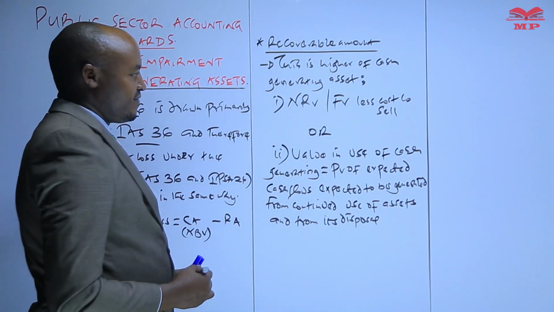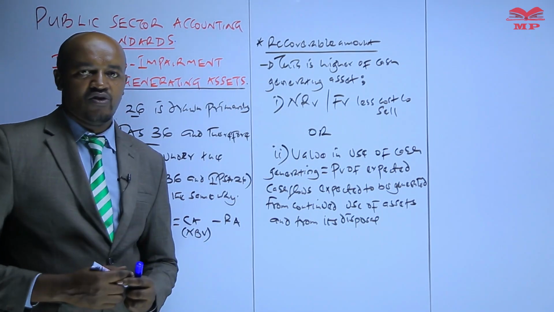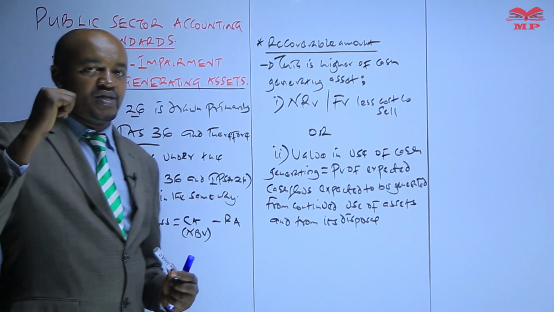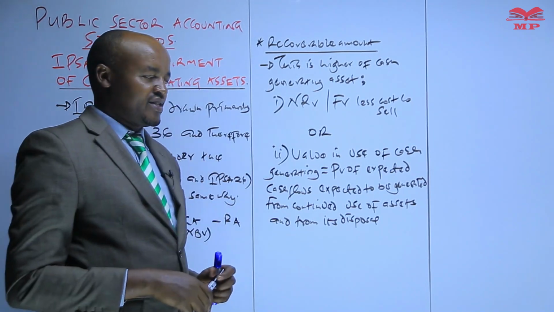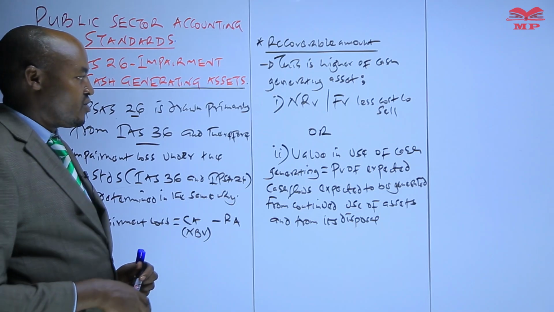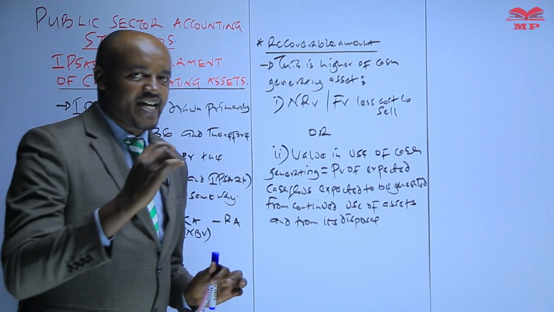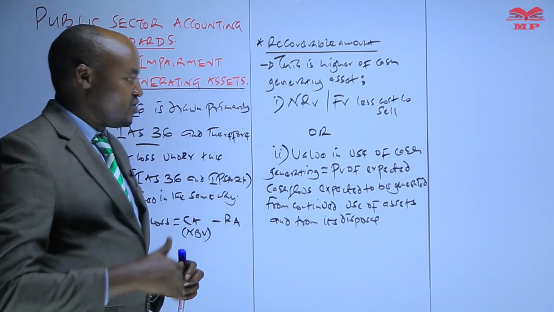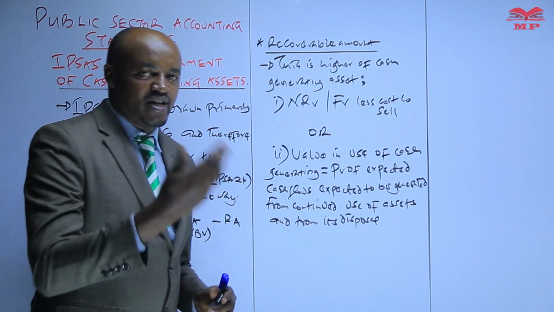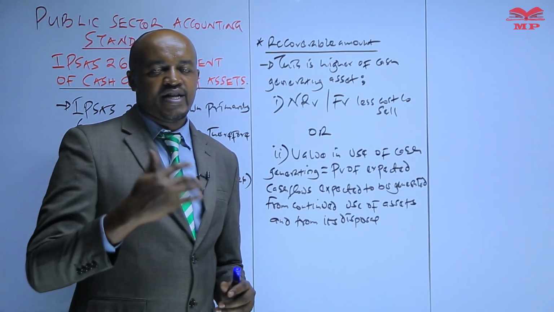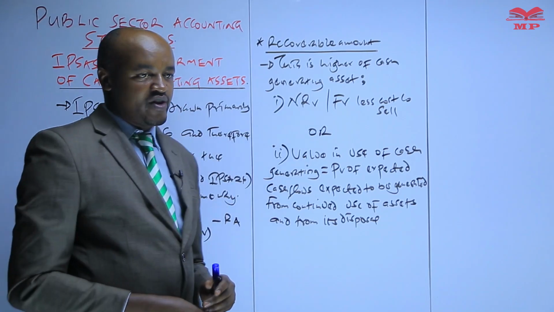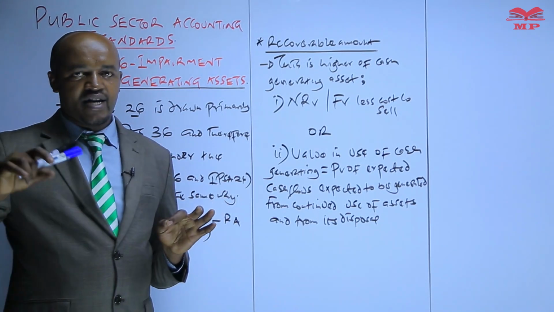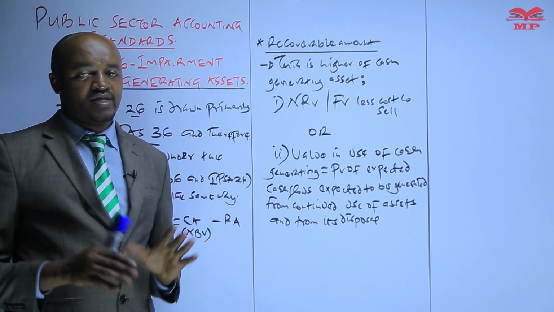So that is how we define the value in use of a cash generating unit. Recall what we said in our previous session. To determine the value in use of a non-cash generating asset, we define that as the present value of the remaining service potentials of a non-cash generating asset. So therefore, you can see the definition of this particular term, the value in use, under IPSAS 21 and IPSAS 26 is different.